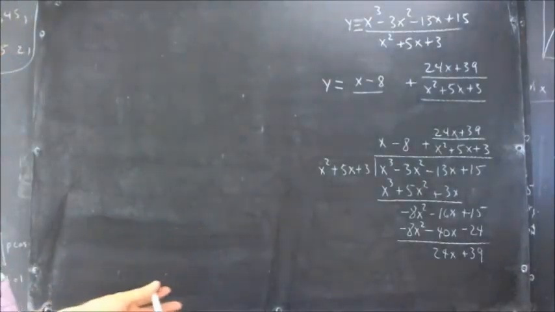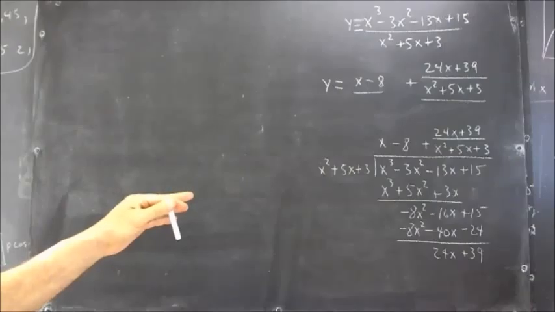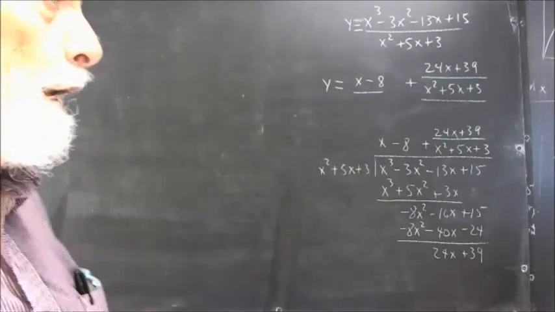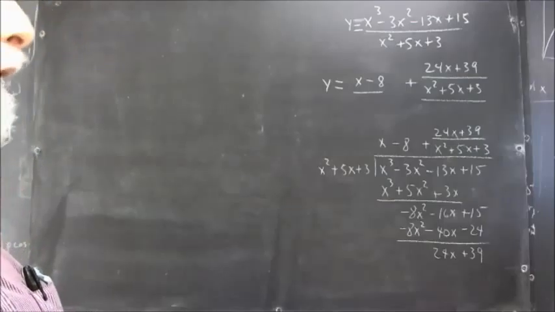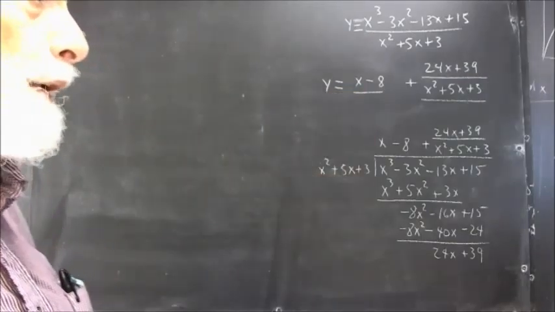So it's not going to affect the zeros or the vertical asymptotes, the places where the denominator equals 0, but it is going to slightly affect our slant asymptote. Our oblique asymptote is going to be y equals x minus 8 rather than y equals x.